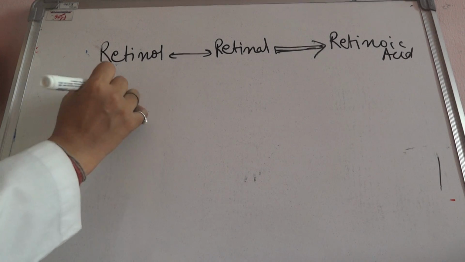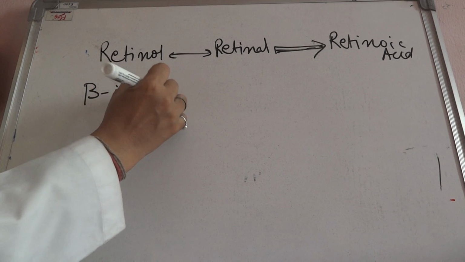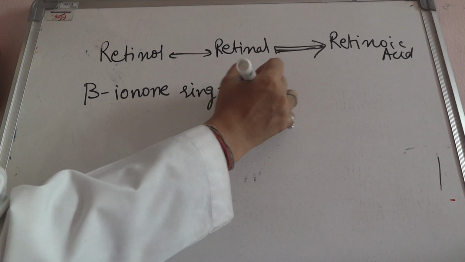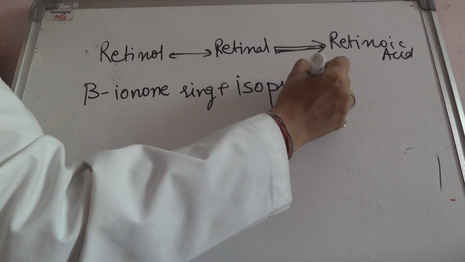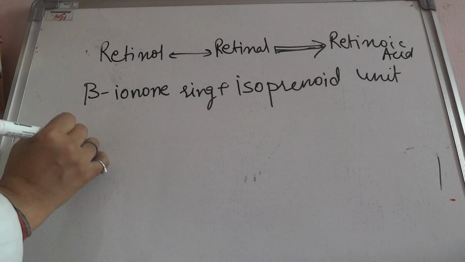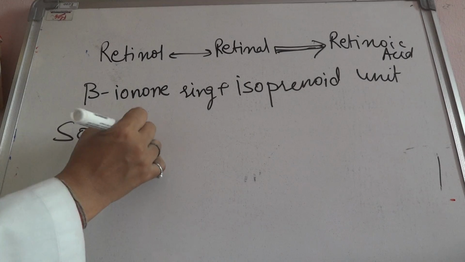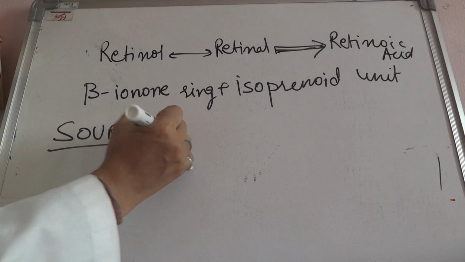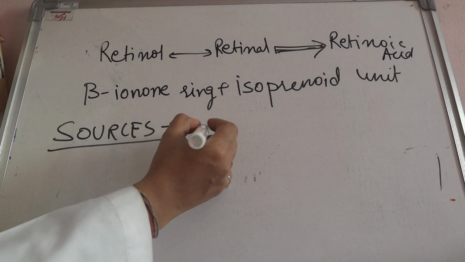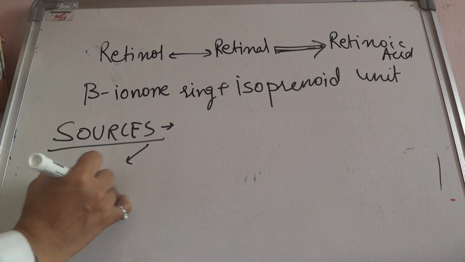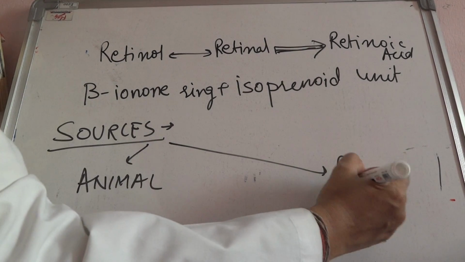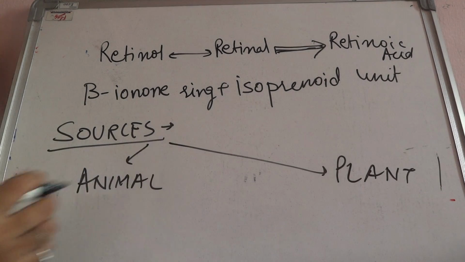Biochemically it is a beta ionone ring with an isoprenoid unit. The sources, as we all know, all that is red in color or all that is orange in color will have vitamin A, but we divide it into animal source and plant source.